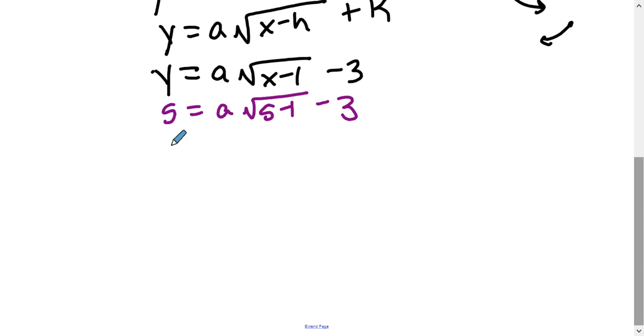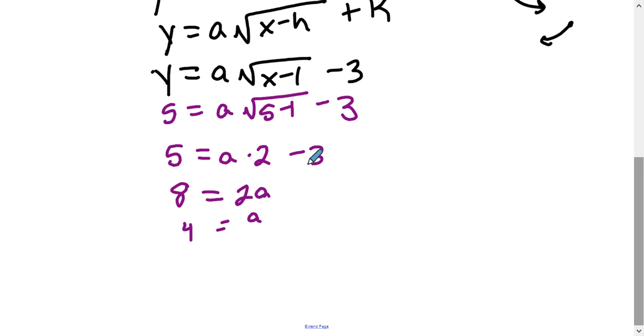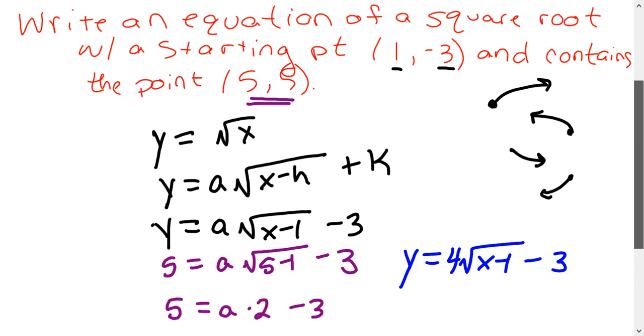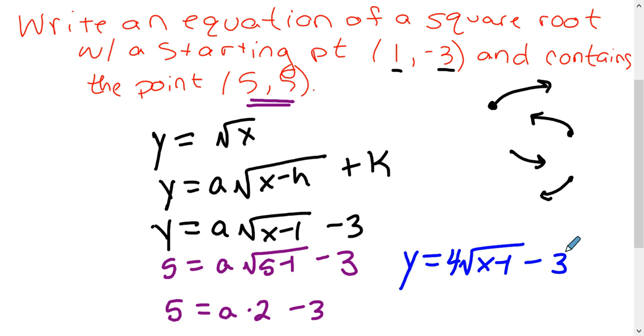So simplifying that, make sure you do order of operations. 5 equals a times the square root of 4, which is 2, minus 3. I cannot combine these together because of multiplication. Add the 3 over, 8 equals 2a. A therefore is 4. So we have our equation, y equals 4 square root of x minus 1, minus 3. So this is a square root function with a starting point at positive 1, negative 3 with a stretch factor of 4. So that's how we can use it.